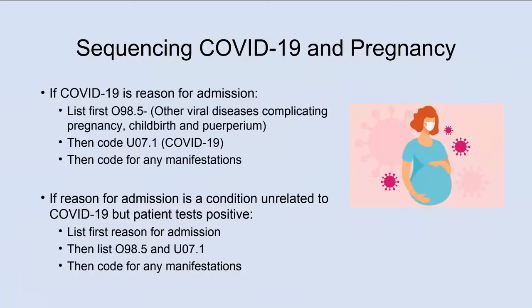For a pregnant patient with COVID-19, sequencing depends on the reason for the admission. If the reason the patient is being admitted is COVID-19, list first O98.5 with additional digits, then U07.1, and then any manifestation. If, on the other hand, the reason for admission is a condition unrelated to COVID, but the patient tests positive, list first the reason for admission, then O98.5 with additional digits, and U07.1, and codes for manifestation. Note that none of these examples list U07.1 first.